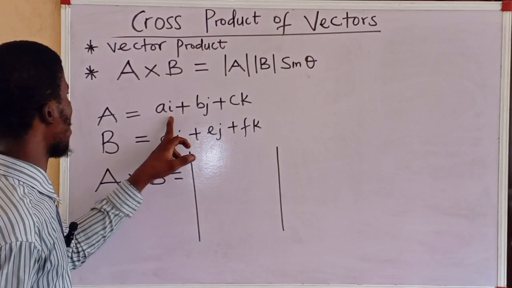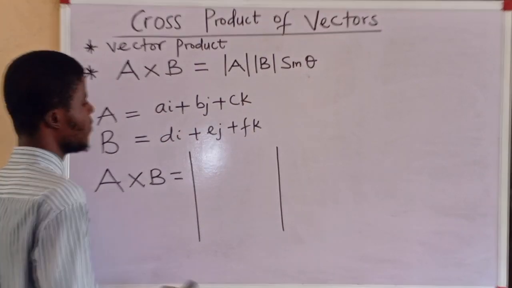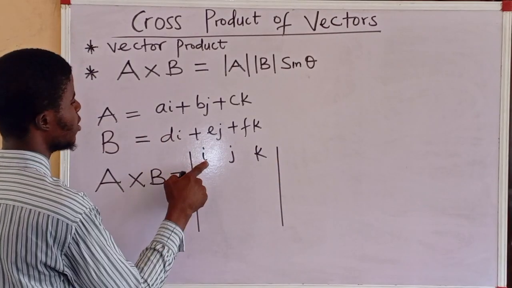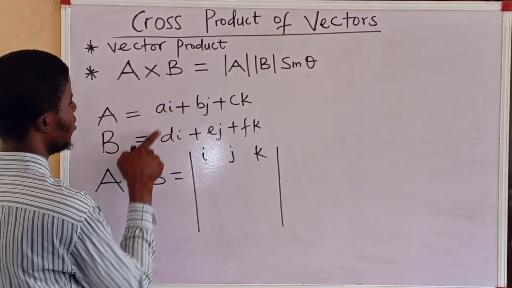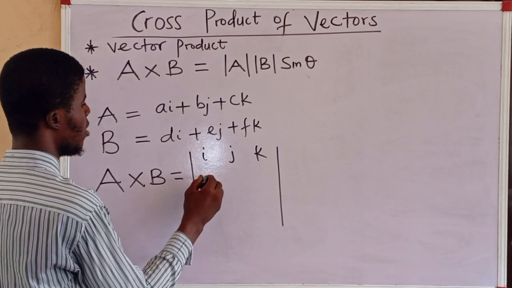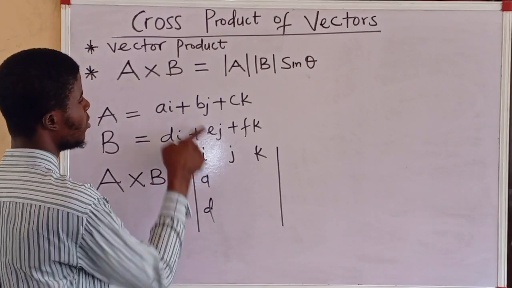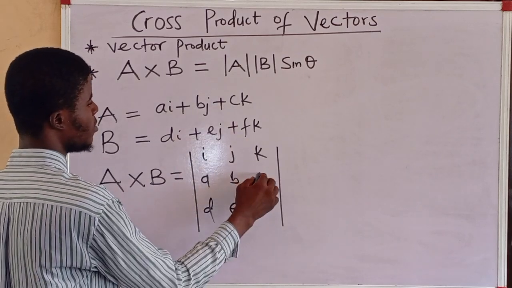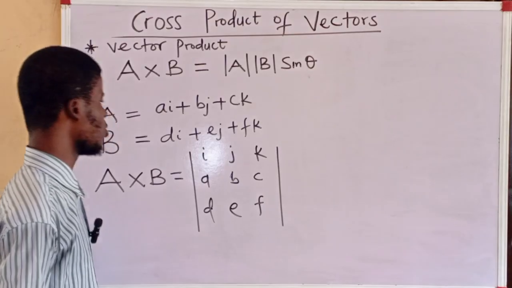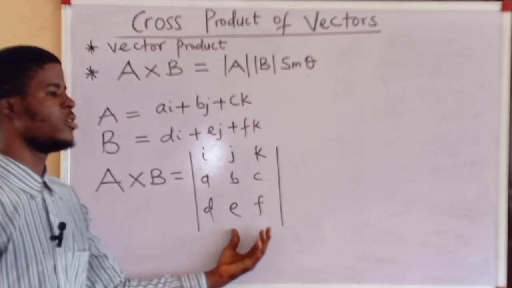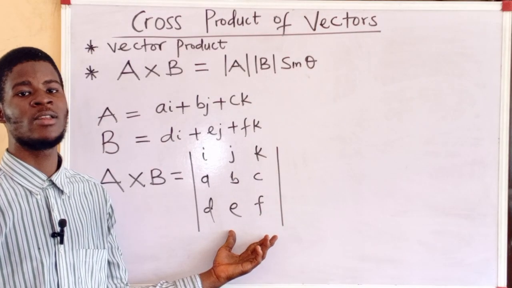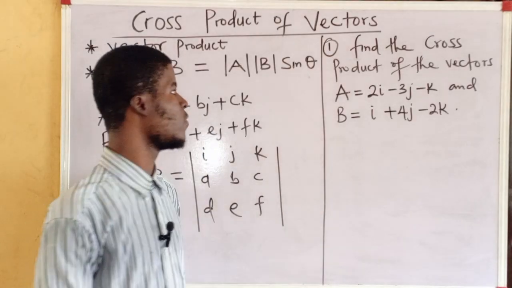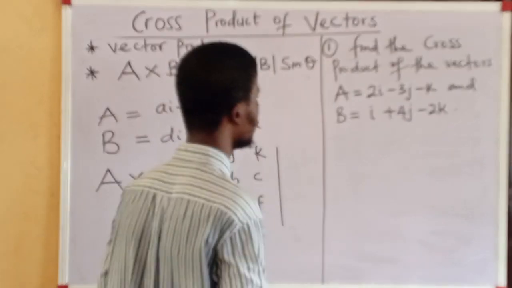The unit vectors I, J, and K, we have them here. The coefficients of I are A and D. Of J, B and E. And of K, C and F. So we'll now evaluate this determinant. This is the determinant of a 3 by 3 matrix. So let us find the cross product of these vectors A and B.